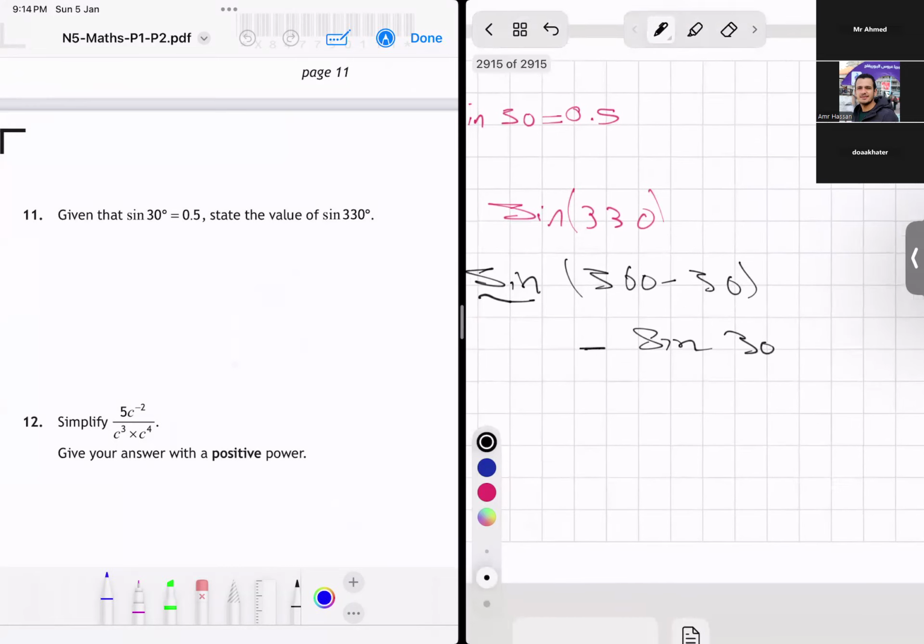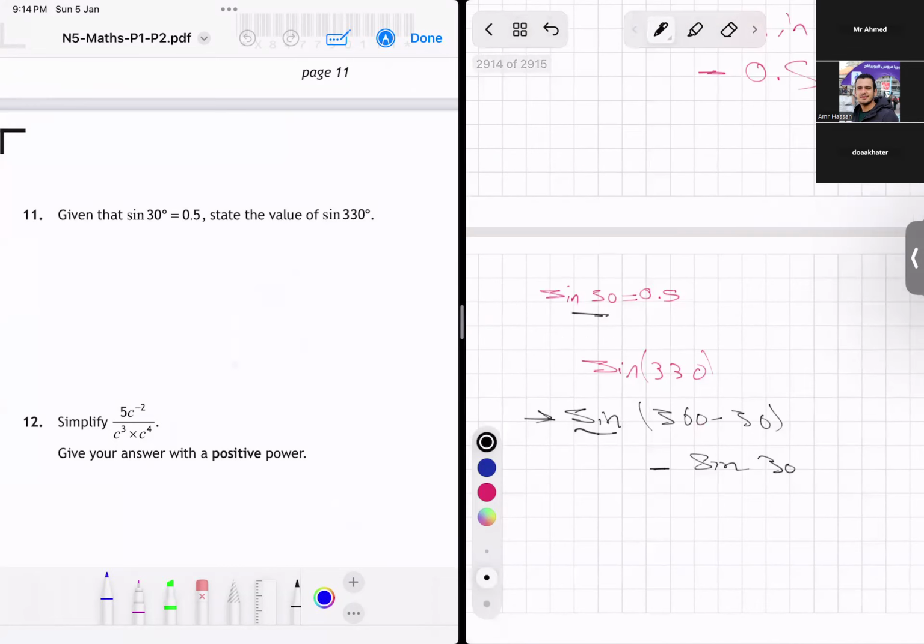And this one, it's been given sine 30 is 0.5, which makes sense. So negative 0.5. I understand it. Okay.